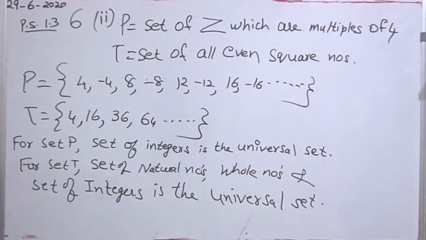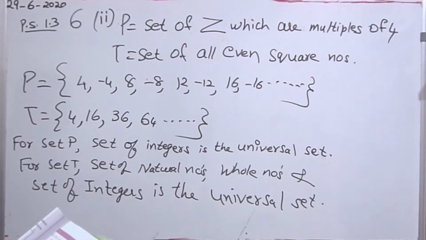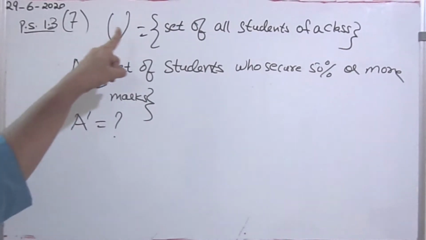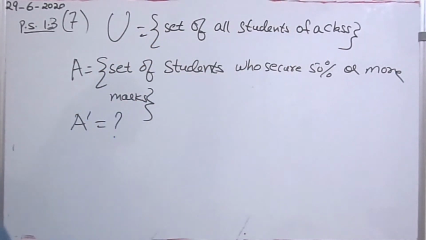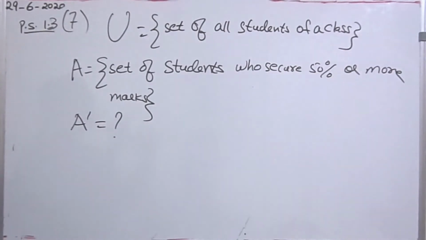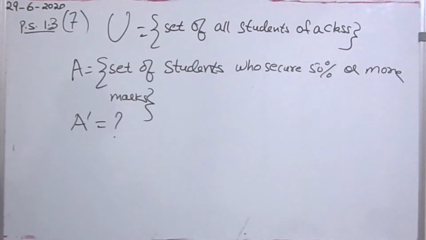Now let us go to the last sum, the 7th one. Let all the students of a class be the universal set. Let set A be the students who secure 50% or more marks in maths. Write the complement of set A. This is the 7th and last question of practice set 1.3. The universal set is the set of all students of a class. A is the set of students who secure 50% or more marks. 50% or more than 50%. So you have to find A complement.